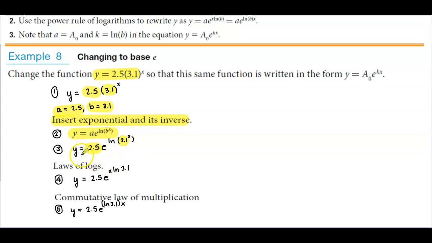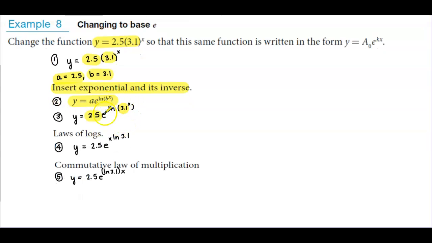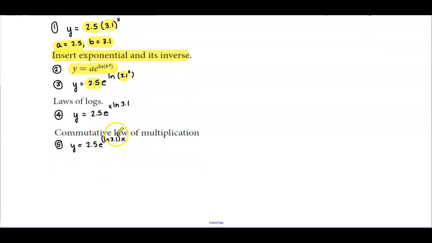So now we have y, which is equal to 2.5 times e to the natural log of 3.1 to the x. And now in our exponent, we can then use the power rule to write the x in the front. So now we have y, which is equal to 2.5 e to the x times the natural log of 3.1. And then we're just going to use the commutative law of multiplication to write the x at the end of the exponent. So then we end up getting y, which is equal to 2.5 times e to the natural log of 3.1 x.